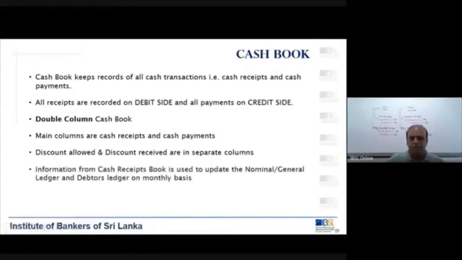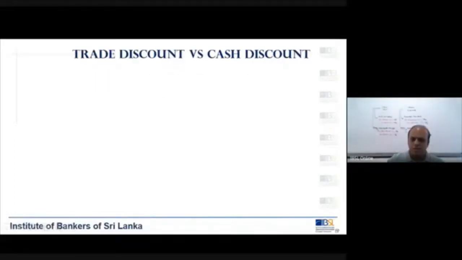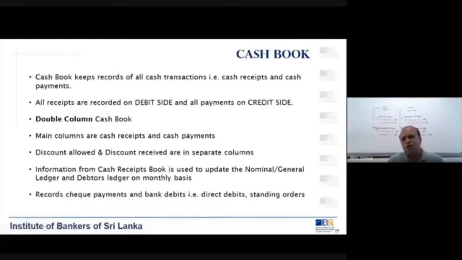Information from the cash receipts book is used to update the nominal and general ledger accounts and the debtor ledger on a monthly basis. It also records cheque payments and bank debits into your cash book. So the cash book records all transactions relating to your cash receipts and payments.